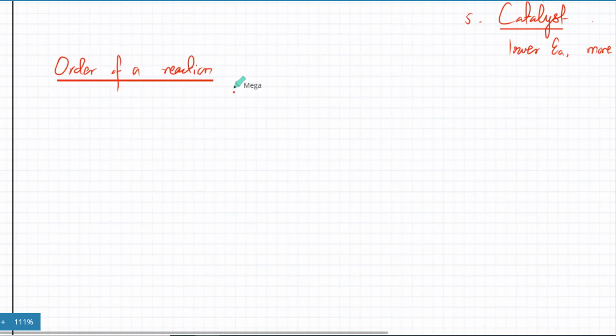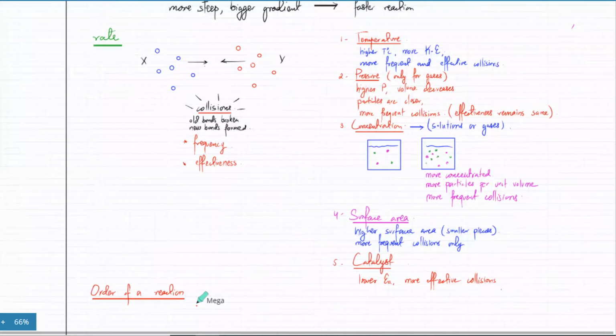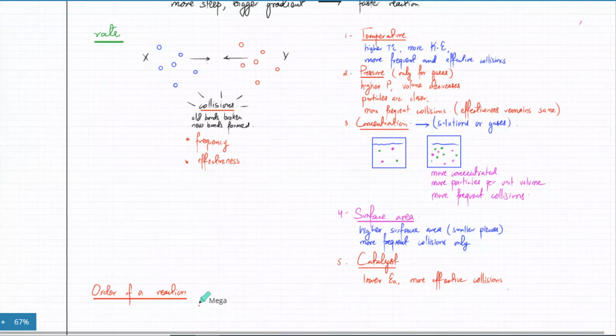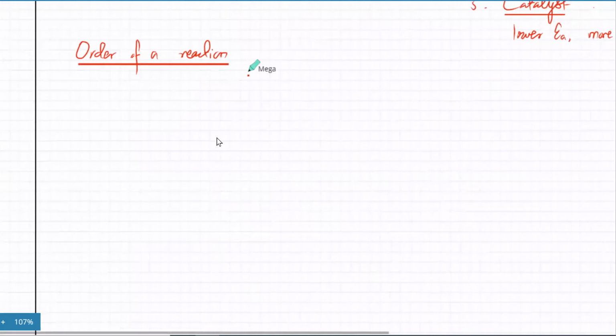So what's the order of reaction? What does it mean? I'm just going to copy these collision things. So there's a reaction happening over here. There is X and there is Y, and they're reacting together.